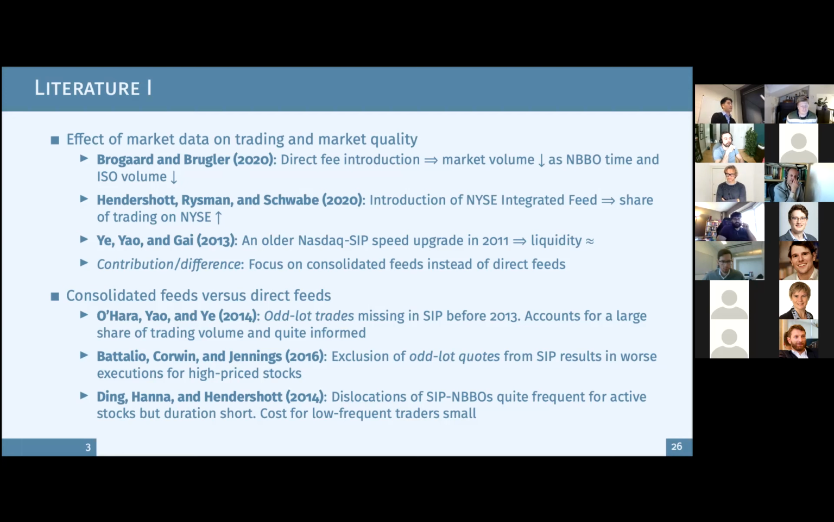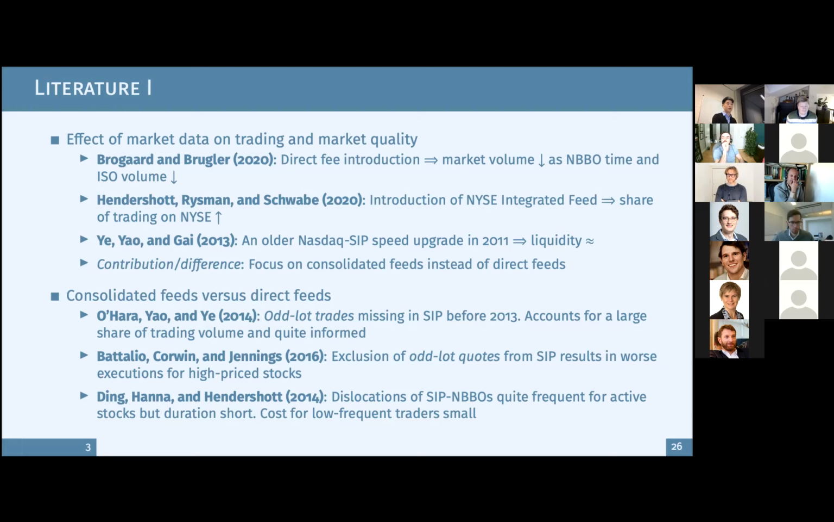And the paper by Battalio, Corwin, and Jennings looks at the inclusion of odd-lot quotes. Now in the SIP we have odd-lot trades included after 2013, but odd-lot quotes are still missing. They look at the odd-lot quotes and find that the exclusion of odd-lot quotes results in worse executions, especially for high-price stocks. They were the first to look at the content difference between the two types.